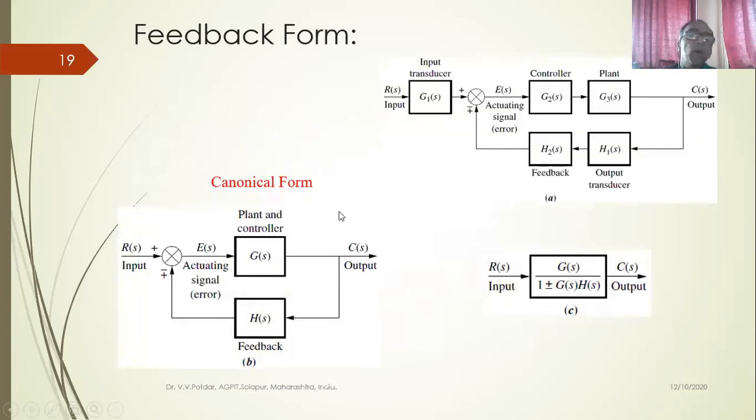Let us see the feedback form more in detail. First, the reference input transducer, which has the transfer function G1(s), will go to the summing point. Then I have the actuating signal or the error signal, which goes to the controller. The controller has the transfer function G2(s), and the plant has the transfer function G3(s), and it gives out the controlled signal or controlled output.